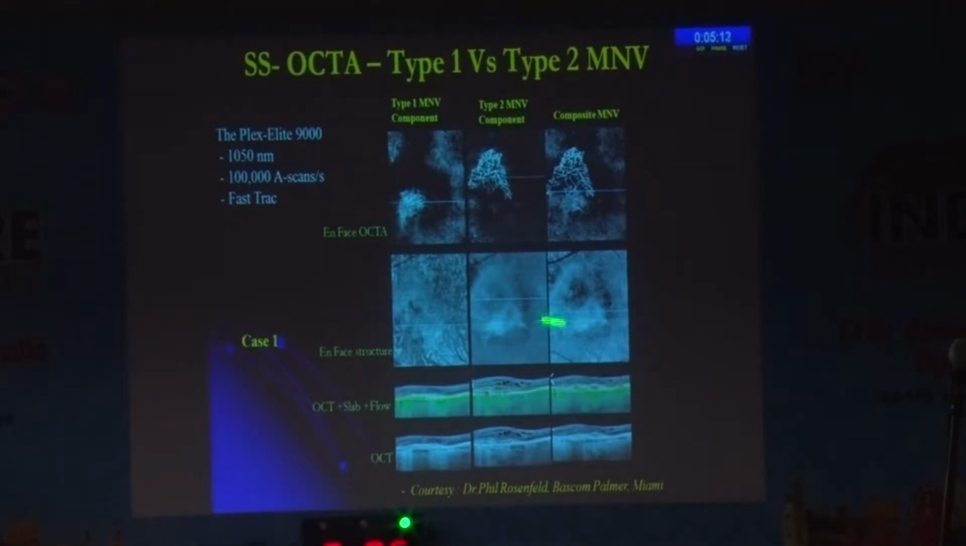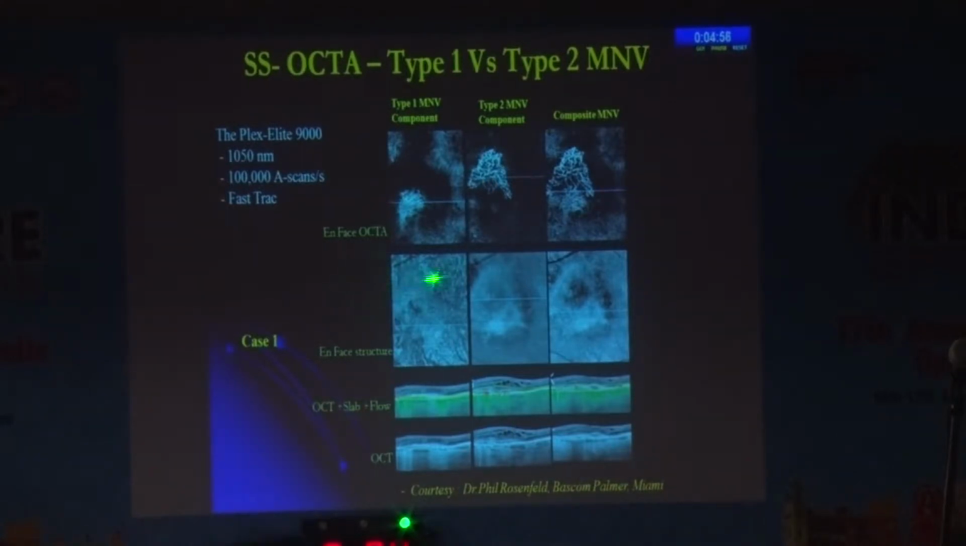So you have first the en face OCTA, then you have the en face structure, which Uni has talked about, and then the OCT angiogram showing the flow, the slabs used for this particular component, and the structural OCT with the slab and flow subtraction. So just this OCT below.